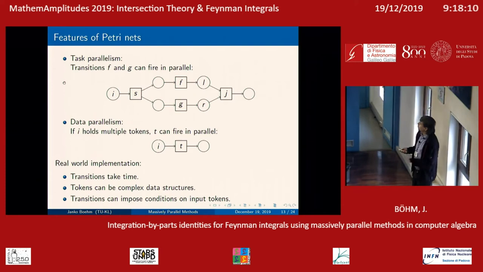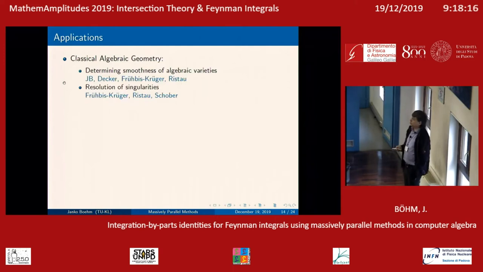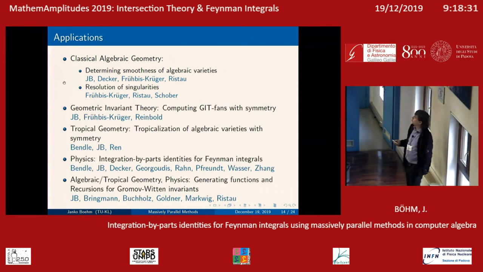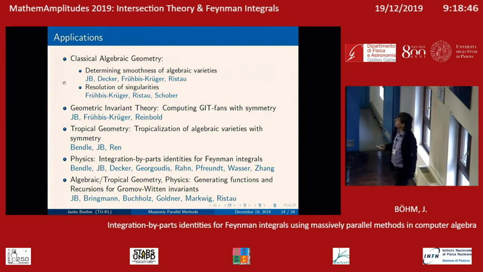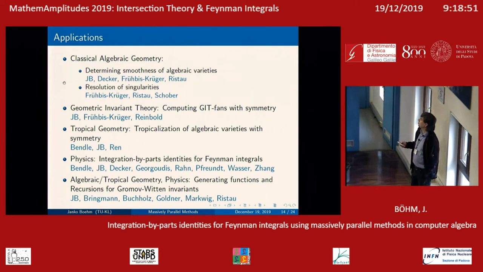So we have looked so far at a couple of examples of applications. From classical algebraic geometry, we implemented the smoothness test based on this Hironaka idea, resolution of singularities, which can then handle much bigger problems than the current sequential implementation in Singular can do. We did some algorithms from geometric invariant theory. We did tropicalization, so converting an algebraic variety into its combinatorial shadow. And we did integration by parts reduction.